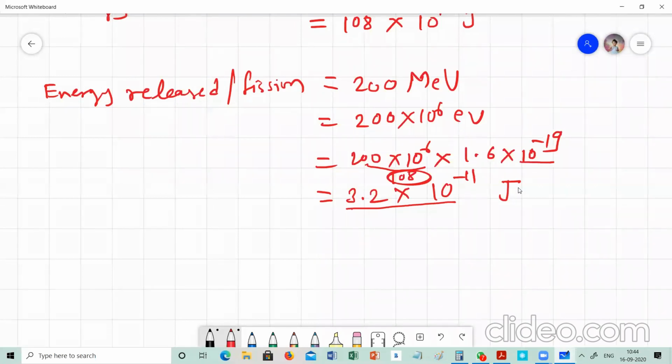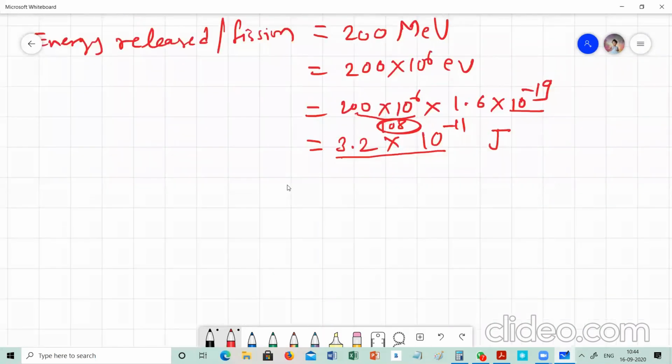Means what, we have to subtract 8 from 19, which is equal to 11. Okay, and the sign is of the bigger number, that is minus. So energy released per fission is 3.2 into 10 raised to minus 11 joules. Okay, now we have energy released by one atom, one uranium atom.